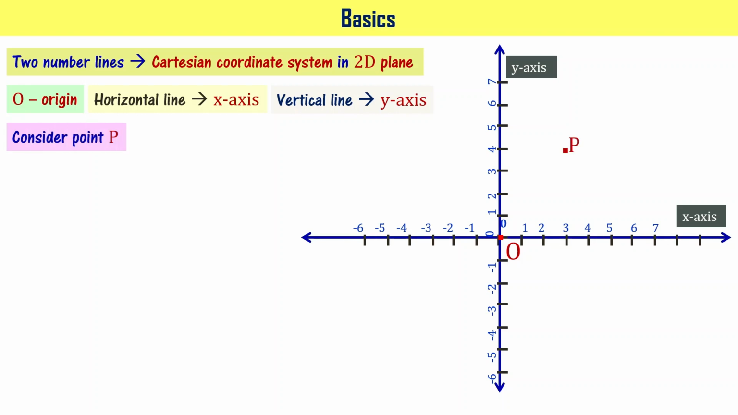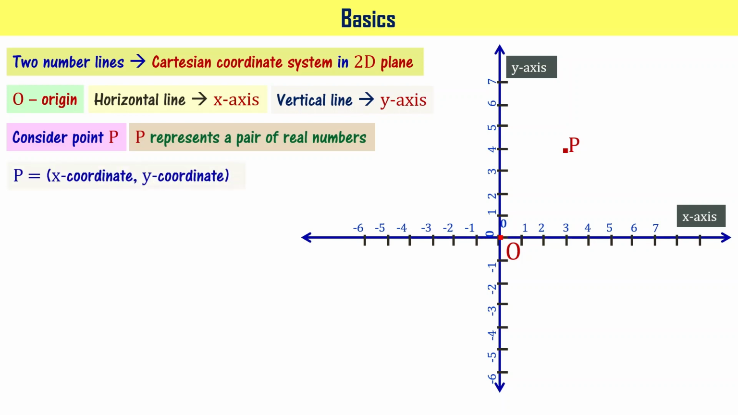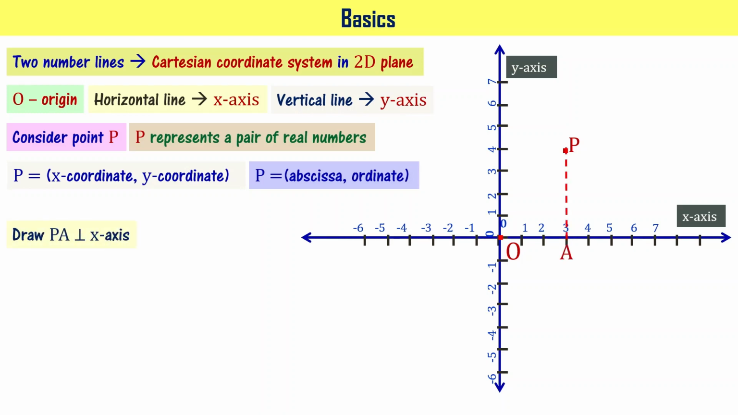Let us consider a point P. As you see here, P represents a pair of real numbers, that is number 3 on x-axis and number 4 on y-axis, right? So that pair is denoted as x coordinate comma y coordinate. P is x coordinate comma y coordinate. X coordinate is also called abscissa and y coordinate is called ordinate. Please note this point. Let us draw a line PA perpendicular to x-axis as shown here.